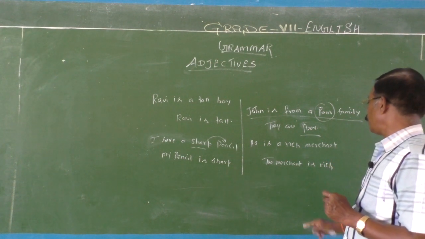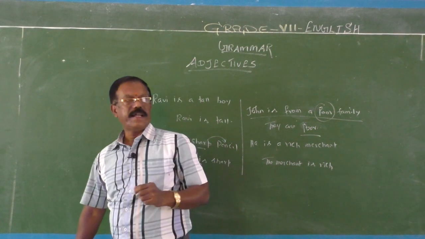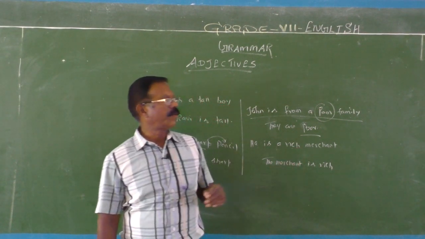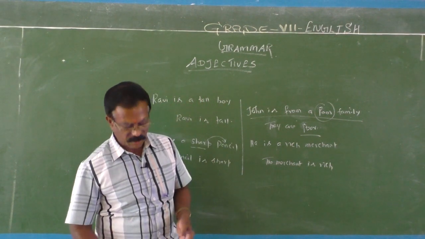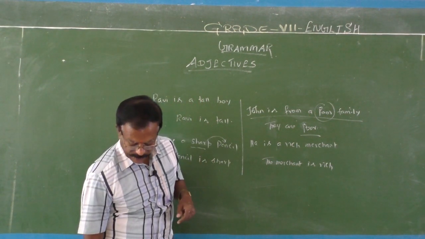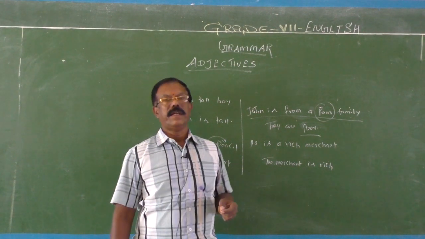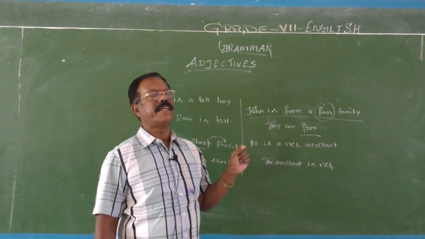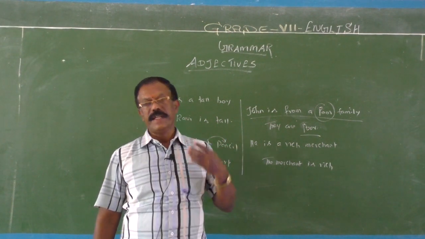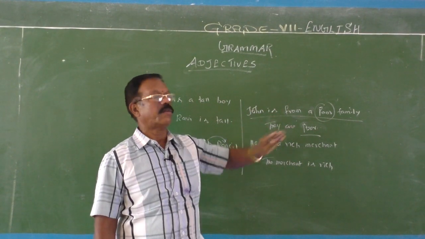He is a rich merchant. The merchant is rich. So in these sentences also, in the first sentence rich is used as an attributive adjective, but in the second sentence rich is used as a predicative adjective. In this way an adjective can be used both predicatively and attributively. When it is used attributively, it is just placed before the noun. When it is used predicatively, it is placed after the noun.